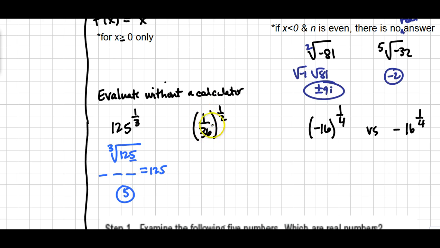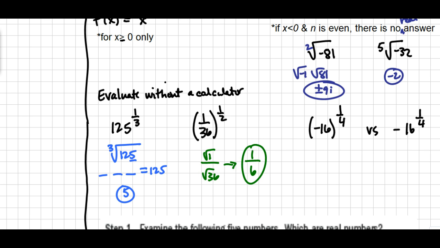If you're working with a fraction and you're raising to a fractional power, a reminder here that raising to the 1/2 is the same as taking the square root. So we're doing the square root of 1 and the square root of 36. The square root of 1 is 1, the square root of 36 is 6, so our final answer there is 1/6.